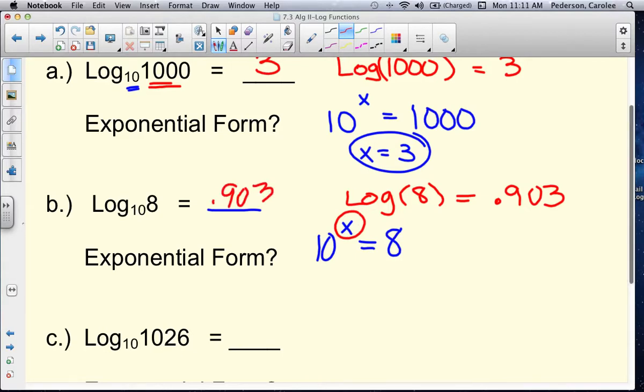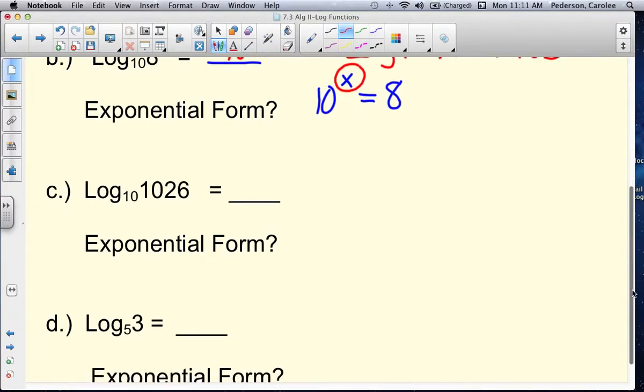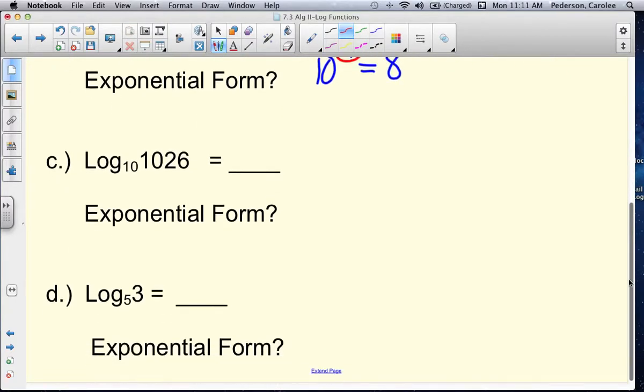All right, let's try another one. I'd say you can probably just use your calculator now and just say log 1026, and you get 3.011.